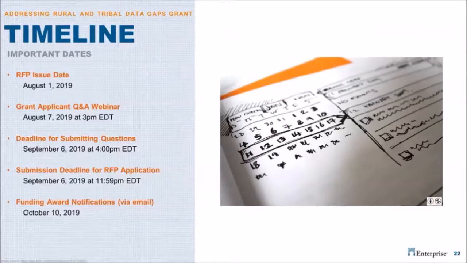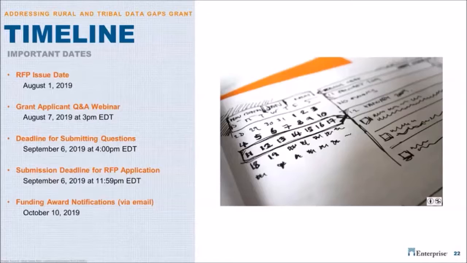So here are all our important RFP dates. As you know, the RFP was issued on August 1st, we're having the grants Q&A webinar now. The deadline for submitting questions will be September 6th at 4 p.m.